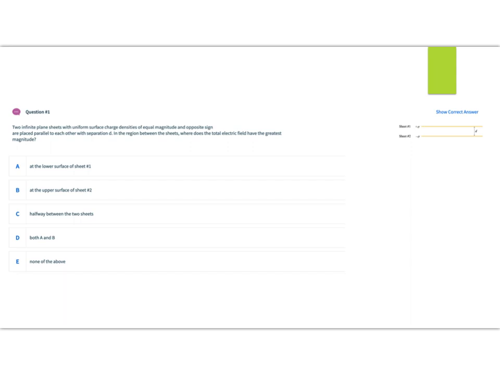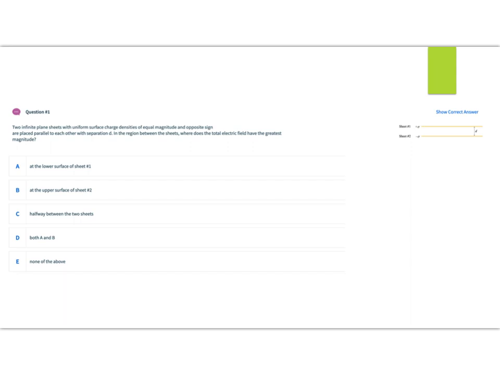So in this question, we have two infinite plane sheets with uniform charge densities of equal magnitude and opposite sign placed parallel to each other and separated by a distance d. In the region between the sheets, where does the local electric field have the greatest magnitude? I kind of feel like this is a little bit of a trick question.